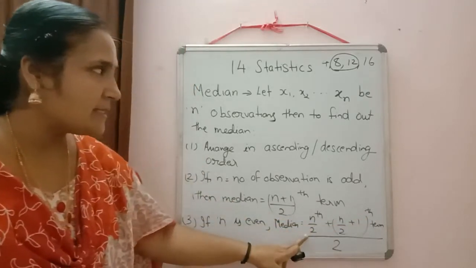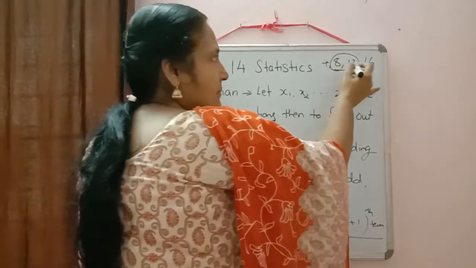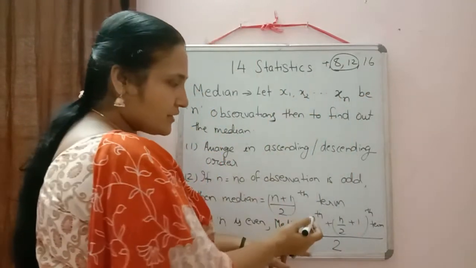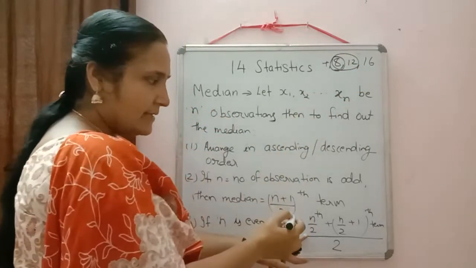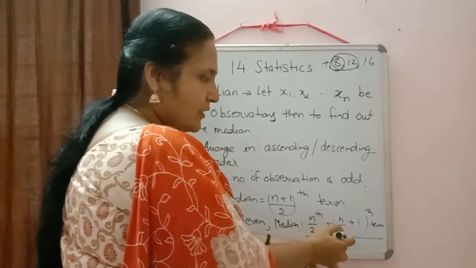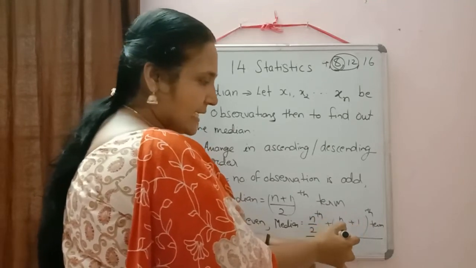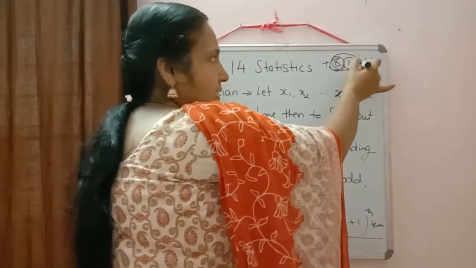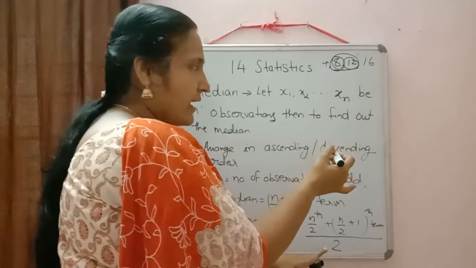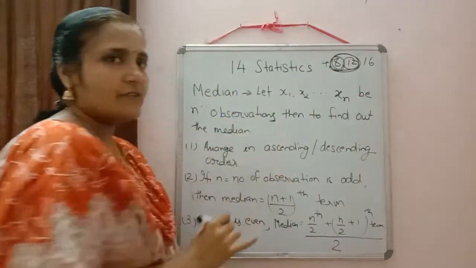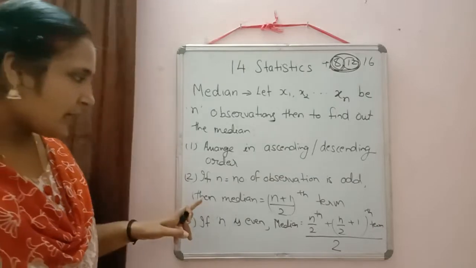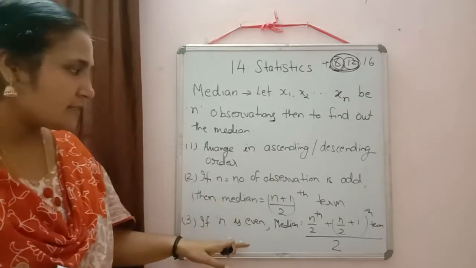The n by 2th term. Like in this case, how many numbers do we have? 4. So first comes the 4 by 2th term, that is the second term, plus the (4 by 2 plus 1)th term, so second plus 1, that is the third term, divided by 2. So we will take the average of the two middle terms if the number of observations is even.